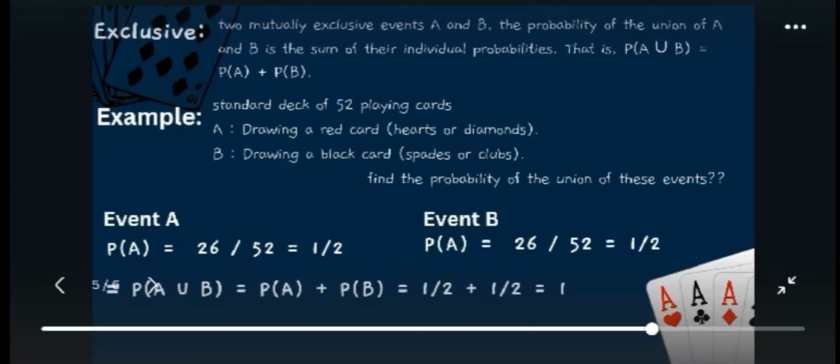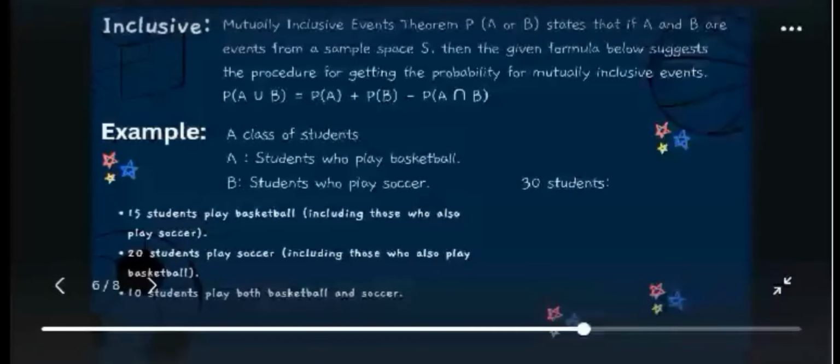So the probability of drawing either a red card or a black card from the standard deck of 52 playing cards is 1, or 100%. So this is an example of exclusive events.